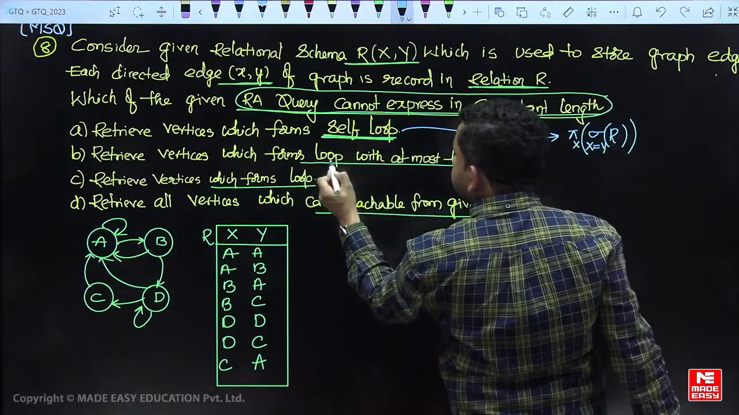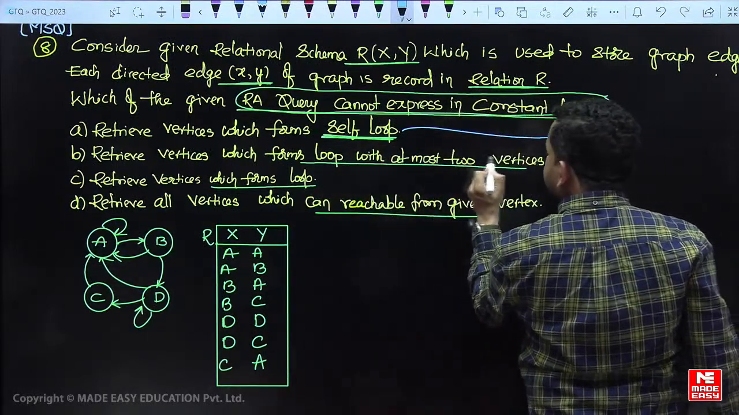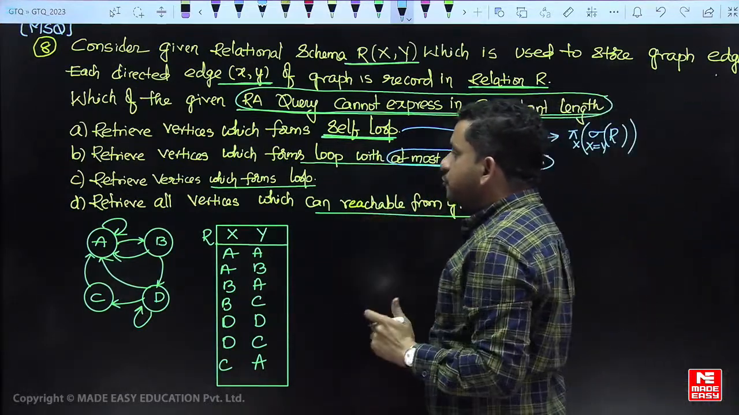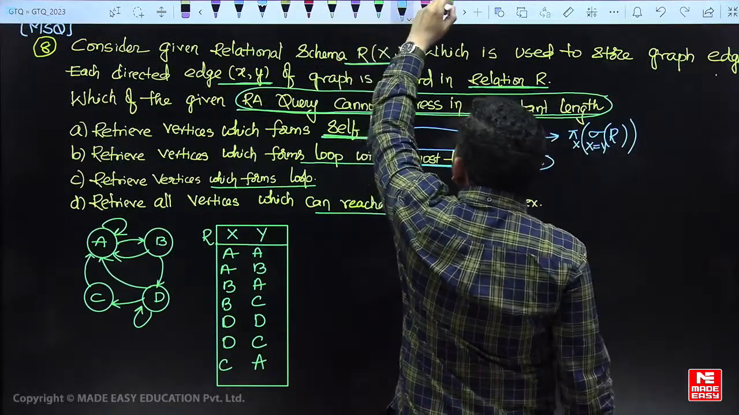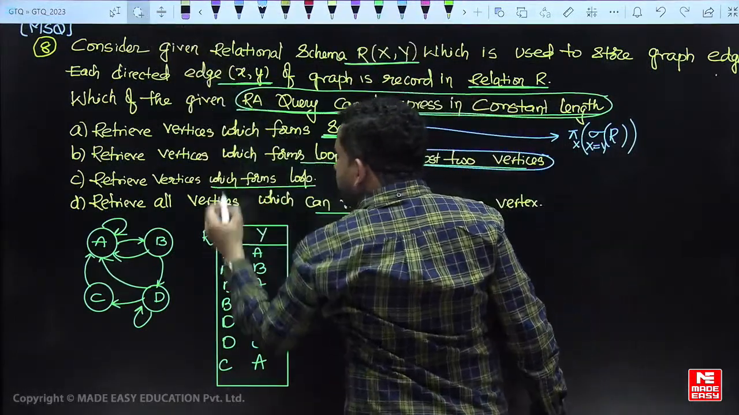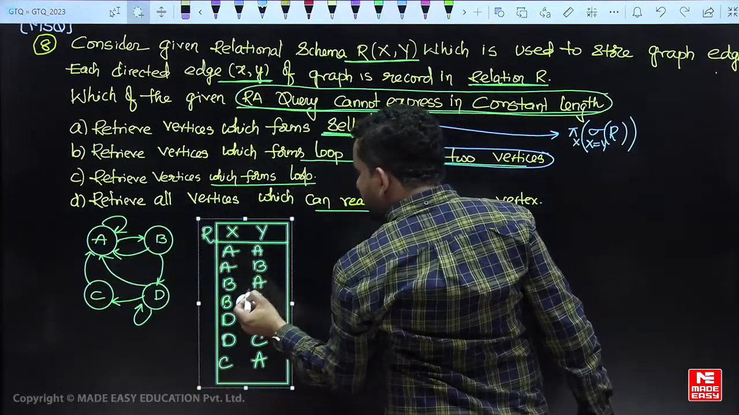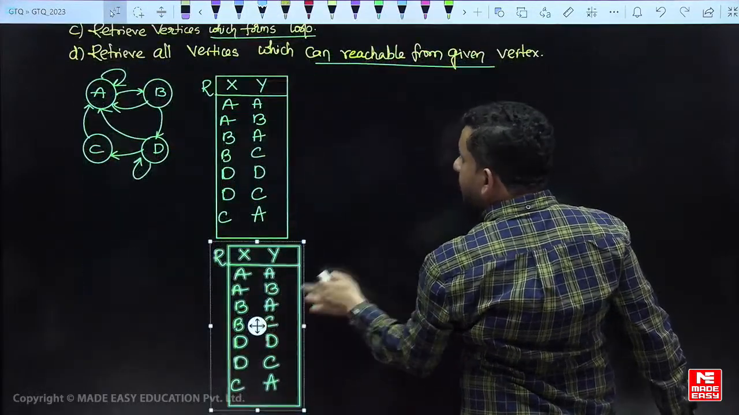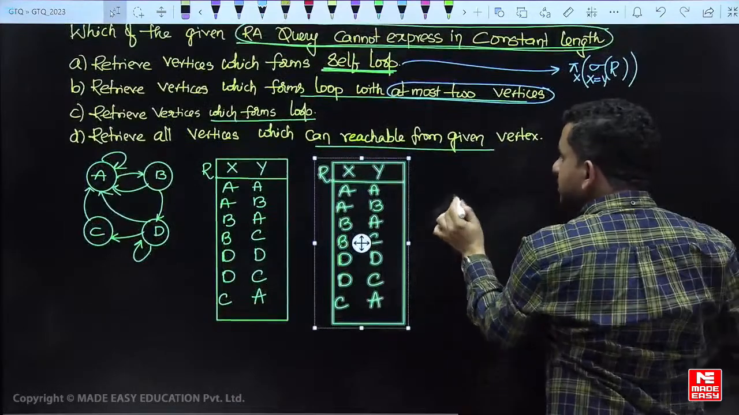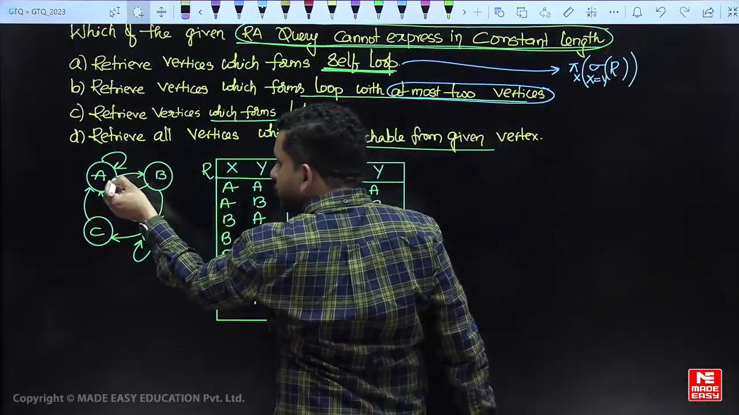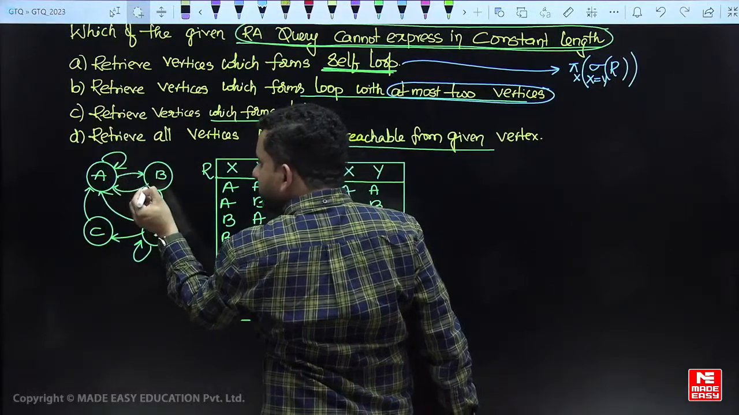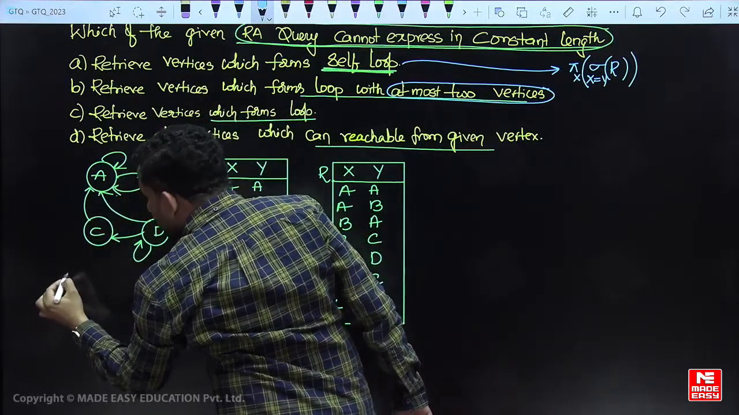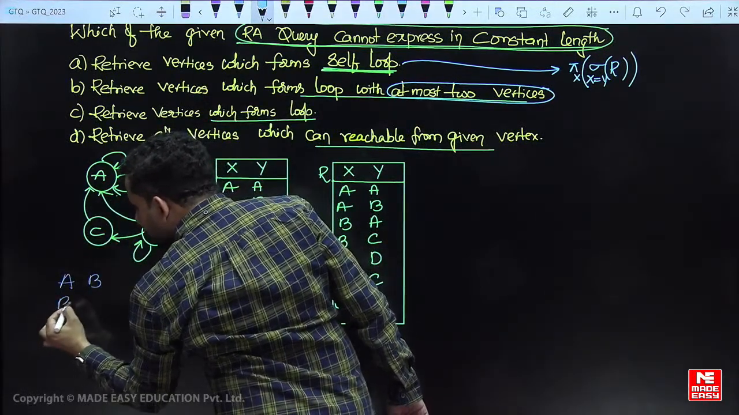And retrieve vertices in a loop of at most 2 vertices. Loop with at most 2 vertices may be a self loop or a loop of 2 vertices. So if the loop length is given, then also we are able to express it. For this second question we need 2 instances of the table, 2 instances of this RDBMS table. 2 vertex loop means there should be an edge from A to B and an edge from B to A, right. So one record AB should exist, and the other record BA should exist.